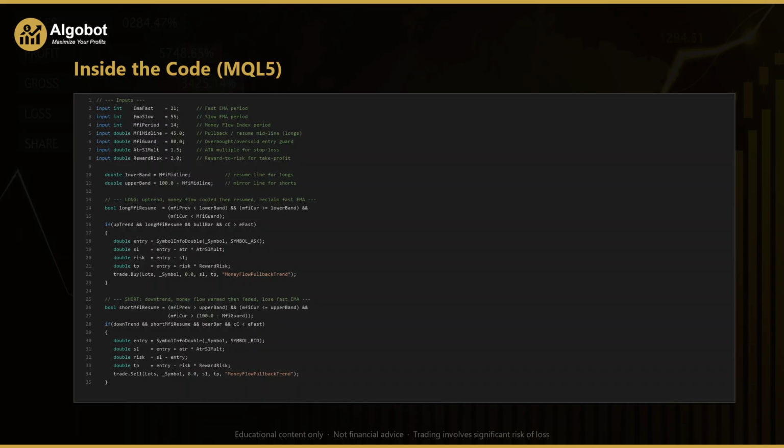Let's look at the actual MetaTrader code, the way it appears in MetaEditor. At the top are the inputs you can adjust. EmaFast and EmaSlow set the two moving average periods, 21 and 55 by default. MfiPeriod is the Money Flow Index length, 14. MfiMidline is the 45 level where pullbacks are measured, and MfiGuard is the 80 level that keeps the strategy out of overheated conditions. AtrMultiple and RewardRisk shape the risk, the stop distance as a multiple of ATR, and the profit target as a multiple of that risk.